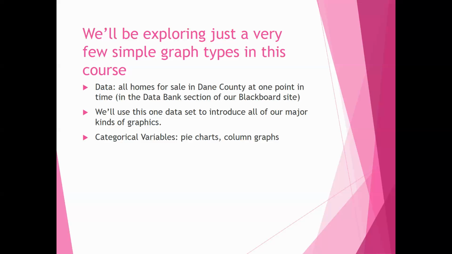And here, we're just going to look at a few of the very simplest kinds of visual summaries. For lots of our data, we'll take some houses that were for sale in Dane County or in Madison, which you can find in the data bank section of our Blackboard site. We'll use this one data set to introduce all of our major kinds of graphics, although we'll use some other data too, some made-up data. So first, categorical variables. If you have one categorical variable, the two kinds of visuals are pie charts and column graphs. So let's look at those.